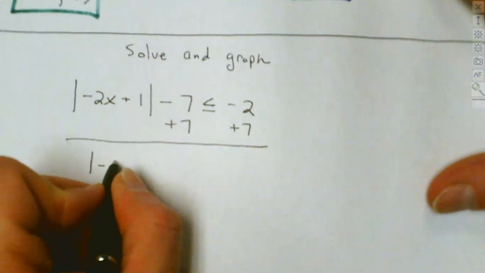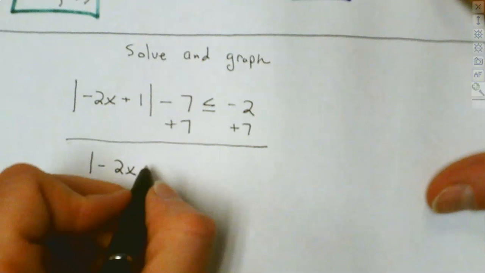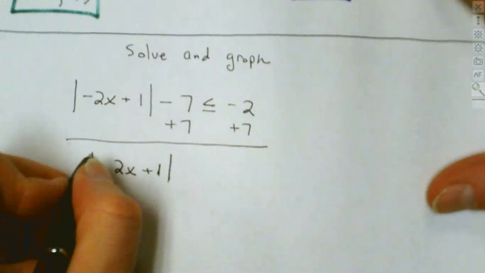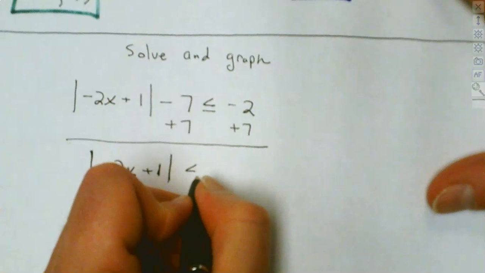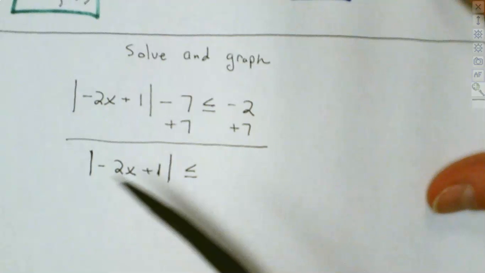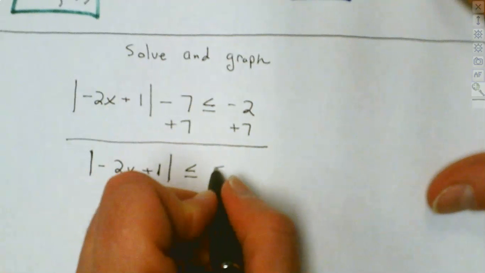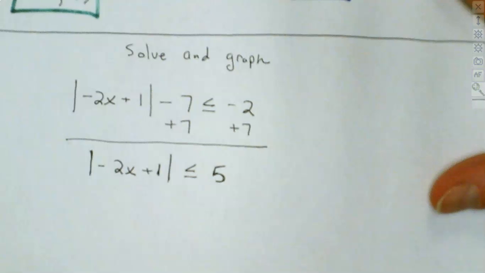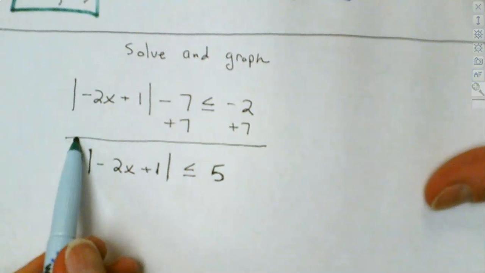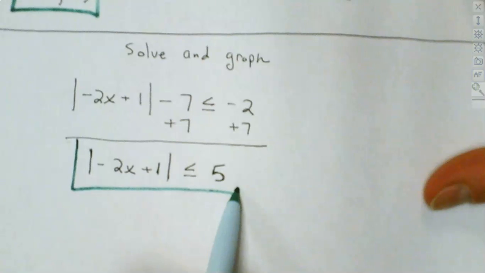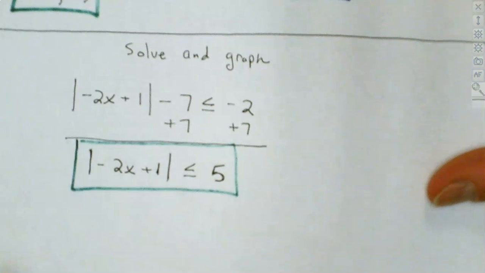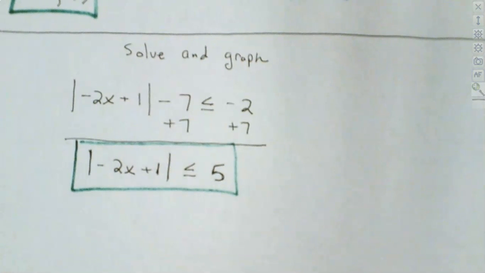So that's the absolute value of -2x plus 1 is less than or equal to, we've got -2 plus 7, so that makes it a 5. We're going to go ahead and box that because that's the inequality that we're going to check it in. It's going to be easier to use that one than the original. So first things first, just like an equality, what do? Move that 7 over first.